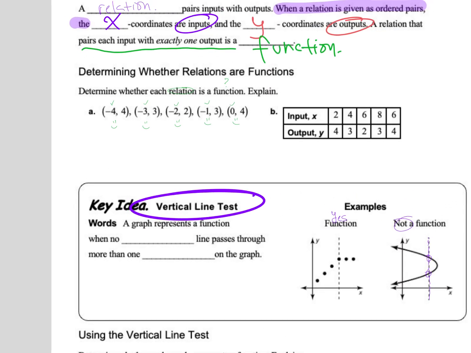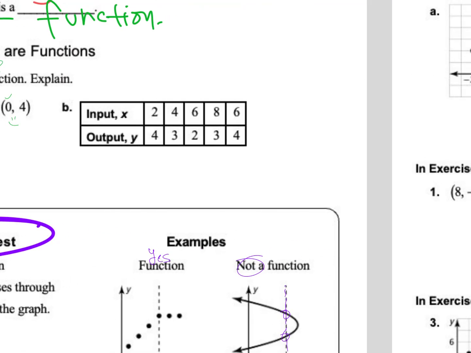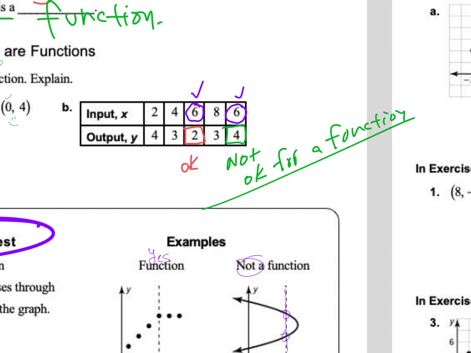So let's check this one. Oh, I just see it. This is not a function because when I hit the 6 button, it produces a 2. And that's okay. But now I hit the same exact 6 button and it produces a 4. That is not okay for a function. So this one is, nope, not a function, and it's because of that repeated input right there.